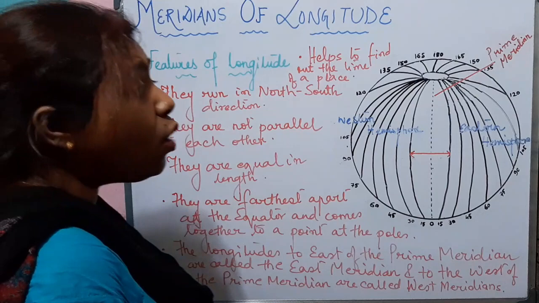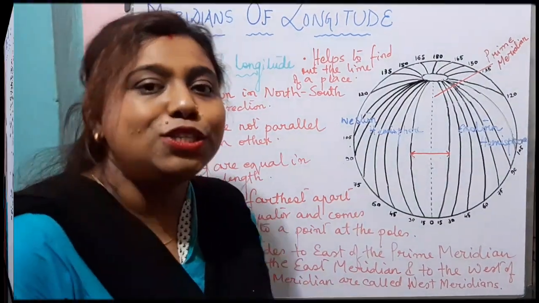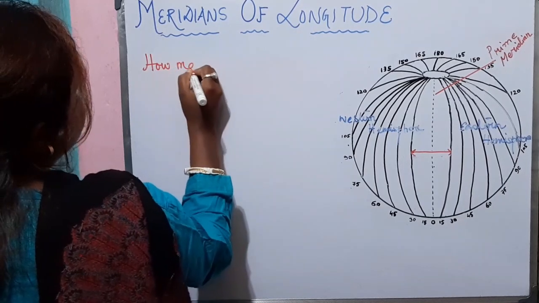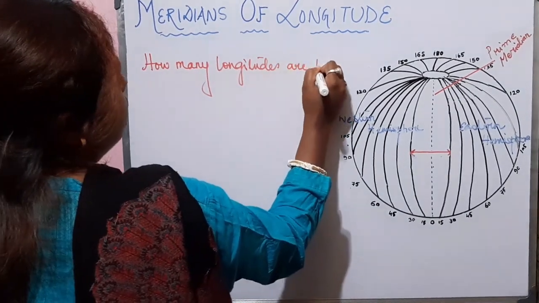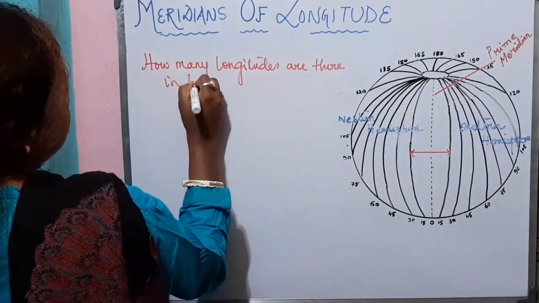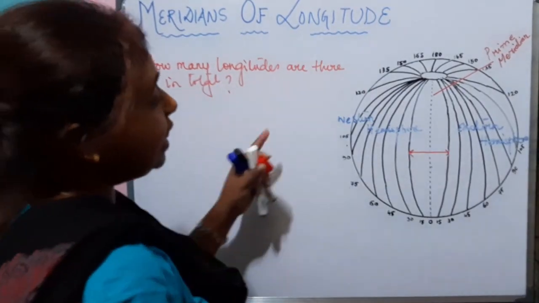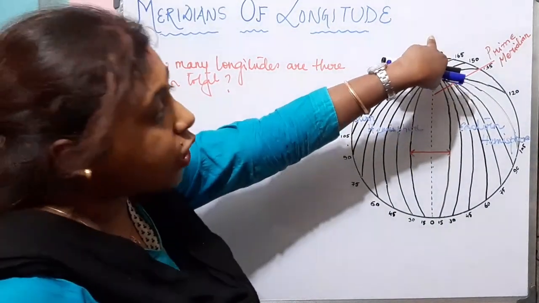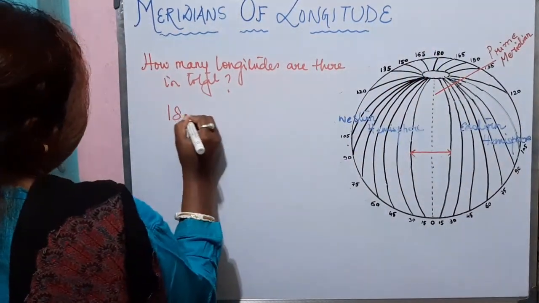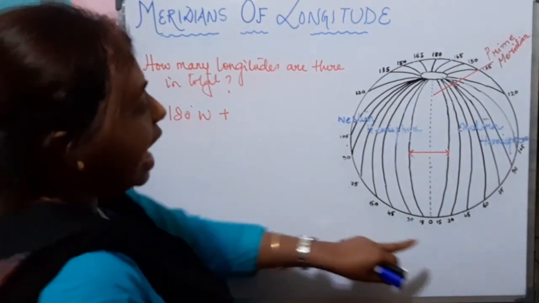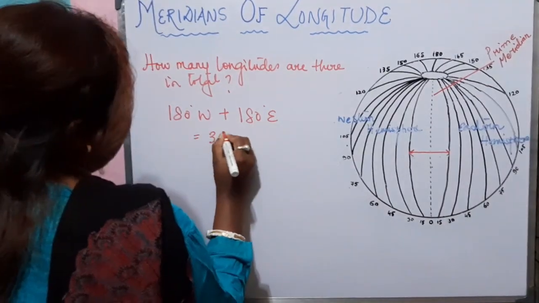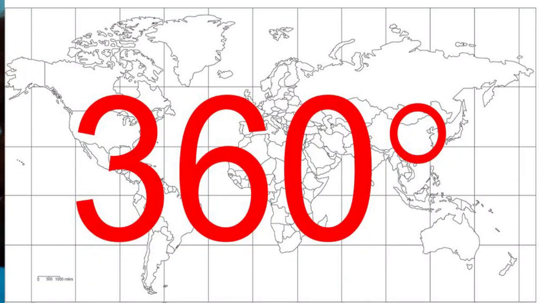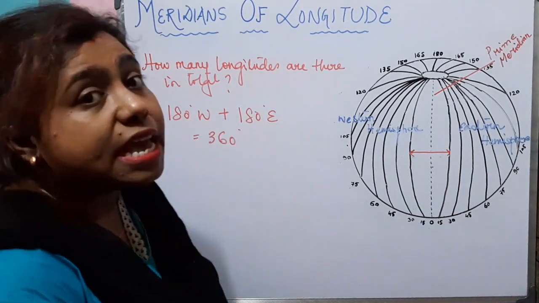Now let us know that how many longitudes are there in total. In total, we will see that there are 180-degree longitudes in the west and 180-degree longitudes in the east. So total we have 360-degree longitudes. So how many longitudes are there in total? There are 360-degree longitudes in total.